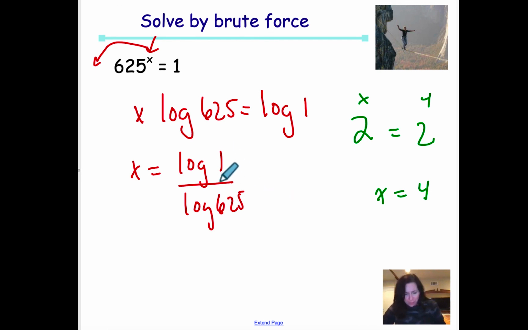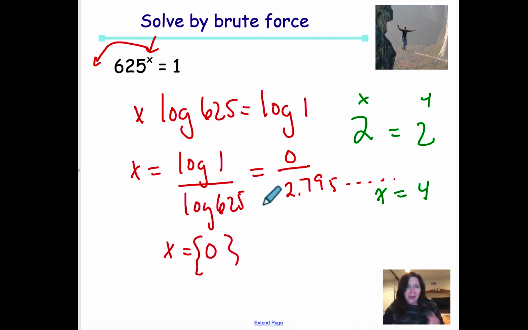And again, don't cancel anything. You're just going to go log of 1, which, by the way, is 0. And this is 0 divided by log of 625. It really doesn't matter what this number is, because 0 divided by anything is 0. So x is equal to 0. Meaning anything to the 0 power, 625 to the 0 power, is definitely going to be 1. Okay?